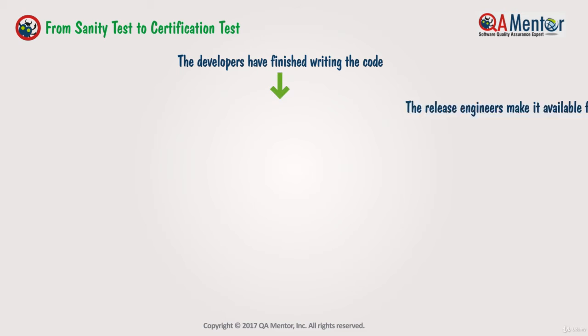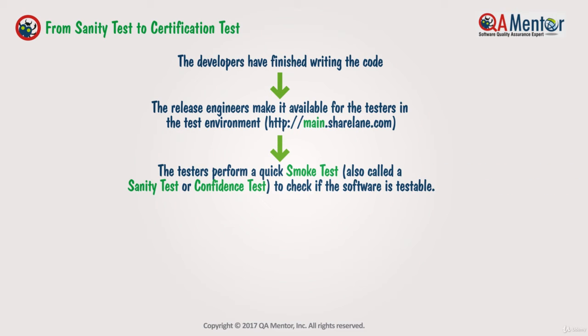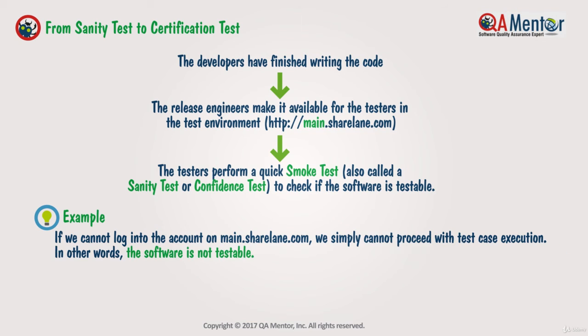From sanity test to certification test. After the developers have finished writing the code, the release engineers make it available for the testers in the test environment, main.sharelane.com. The testers perform a quick smoke test, also called a sanity test or confidence test, to check if the software is testable. Example, if we cannot log into the account on main.sharelane.com, we simply cannot proceed with test case execution. In other words, the software is not testable.